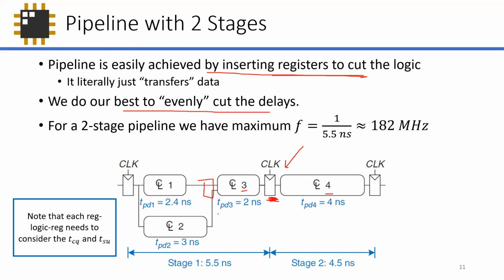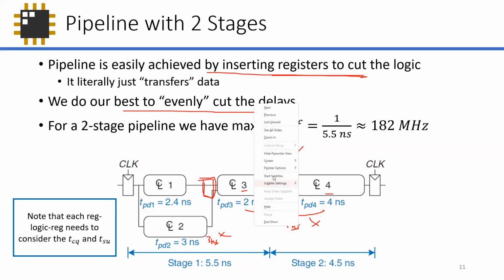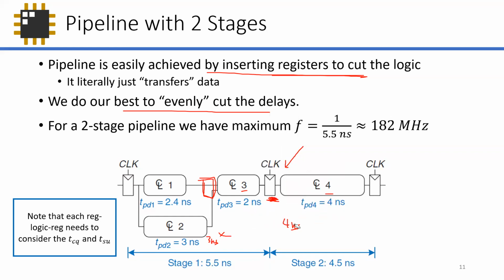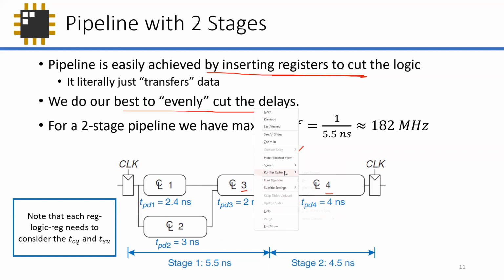Not so good, because if you put the registers in here, the combinational logic you'll get is 2 plus 4, which would be around 4 nanoseconds. And then this will just be 3 nanoseconds. So that's not nice. We don't like that. So instead, what we do is that we try to cut the logic as evenly as possible.